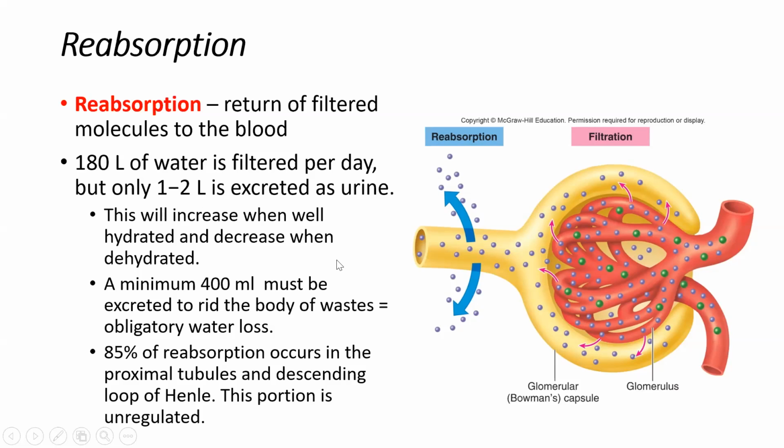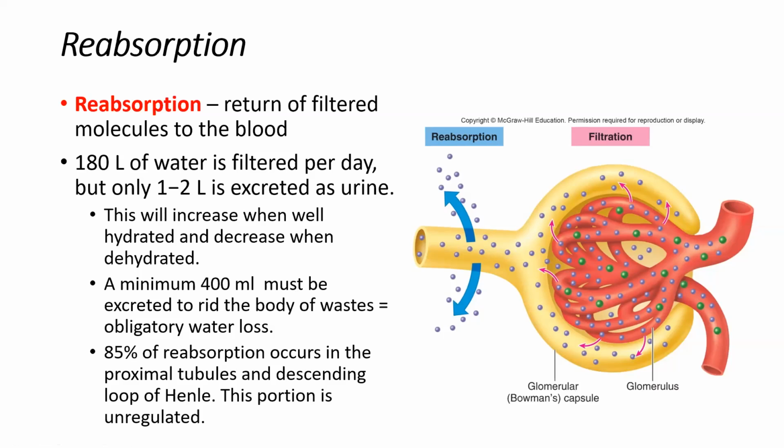But at a minimum, you must excrete 400 milliliters of urine per day as obligatory water loss. So in an effort to eliminate waste and eliminate excretory products from the body, a minimum of 400 milliliters must be excreted per day. And what that really means is that even if I drink absolutely zero water, even if I bring in zero water in my diet for the day, I still have to eliminate 400 milliliters of urine as obligatory water loss, okay?